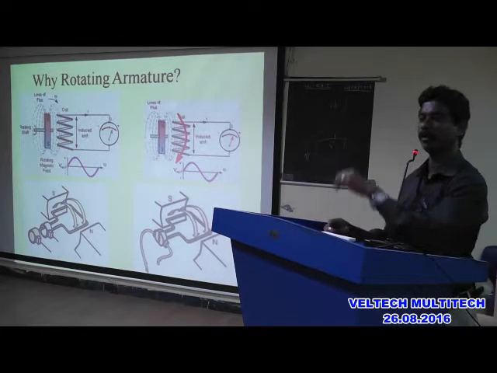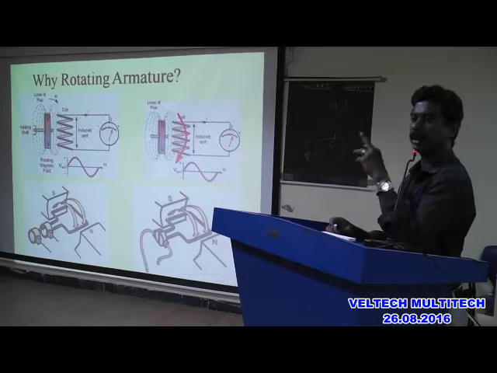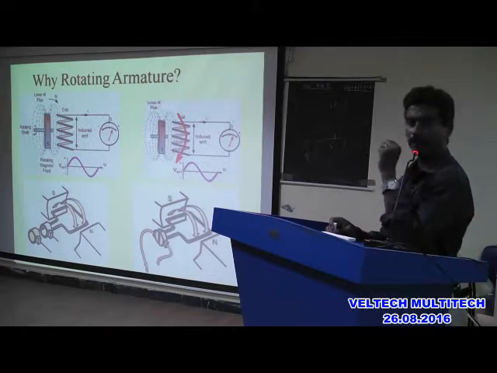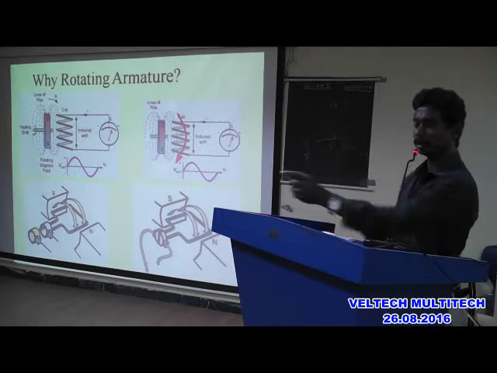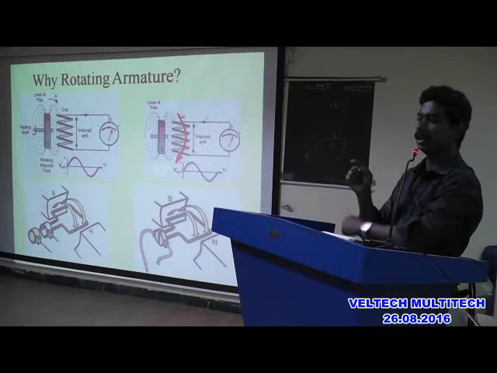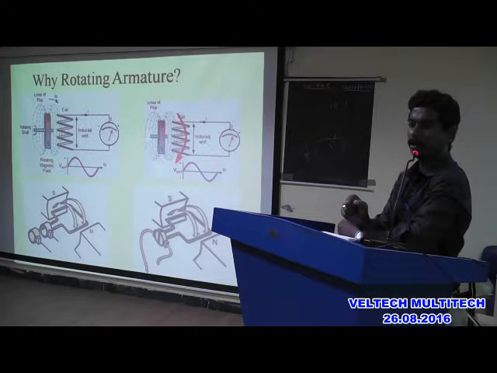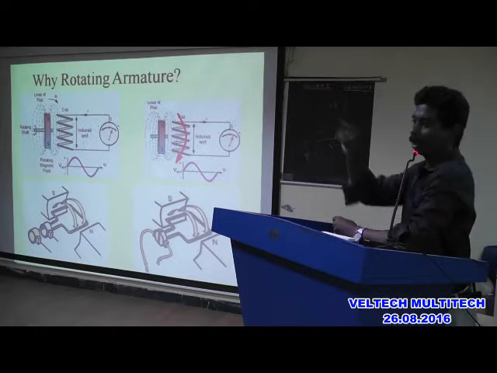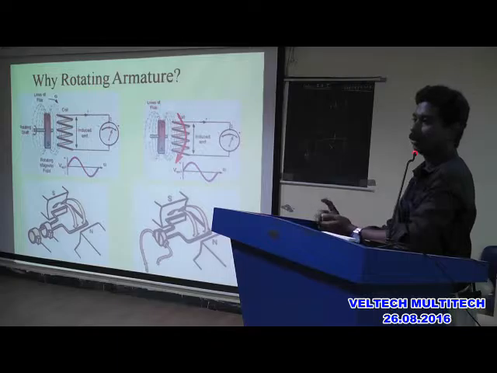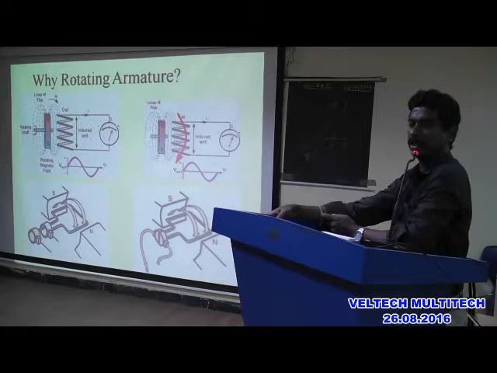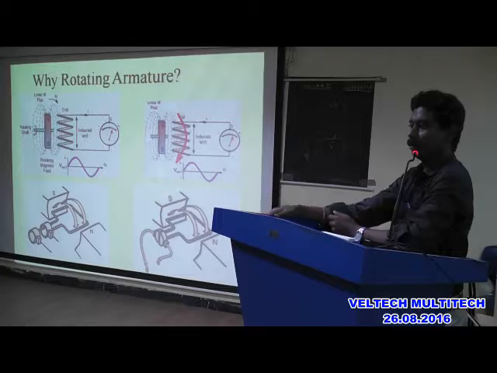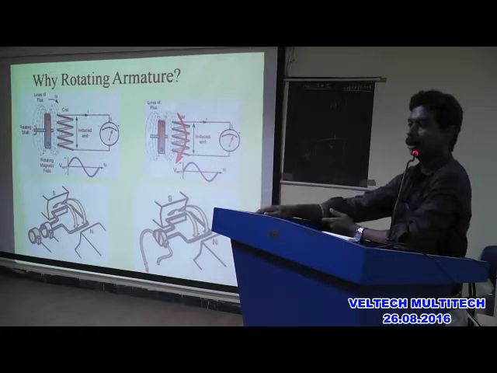What type of EMF will be induced in a DC generator, whether AC or DC? AC will be induced, correct. So any generator generates AC. That means even a DC generator generates AC. But using the commutator arrangement, we are converting that AC into DC. We are purposely converting that AC into DC, because a DC generator is supposed to give DC output.